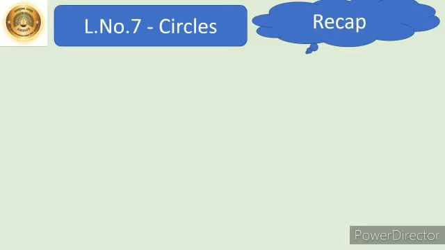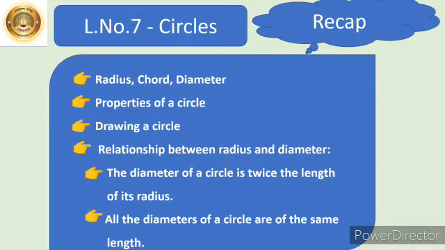Let's take a recap. What you have learned in previous videos: radius, chord, diameter, properties of a circle, drawing a circle, relationship between radius and diameter. Under that, you have learned the diameter of a circle is twice the length of its radius. All the diameters of a circle are of the same length.